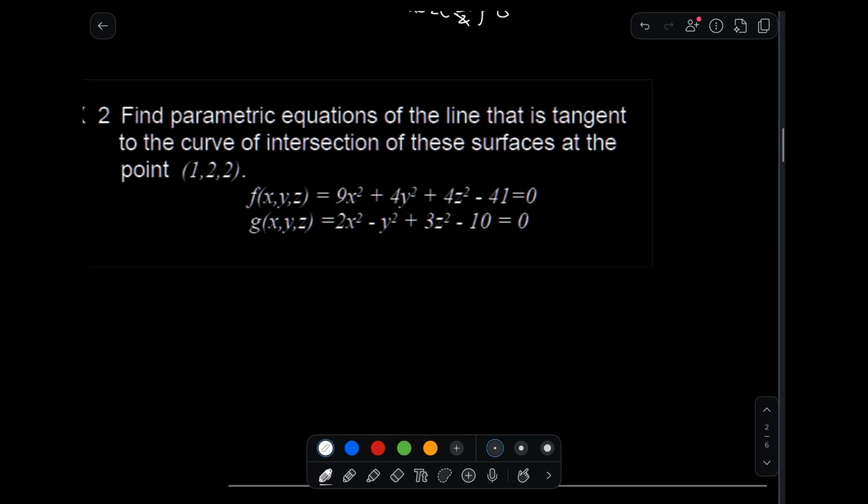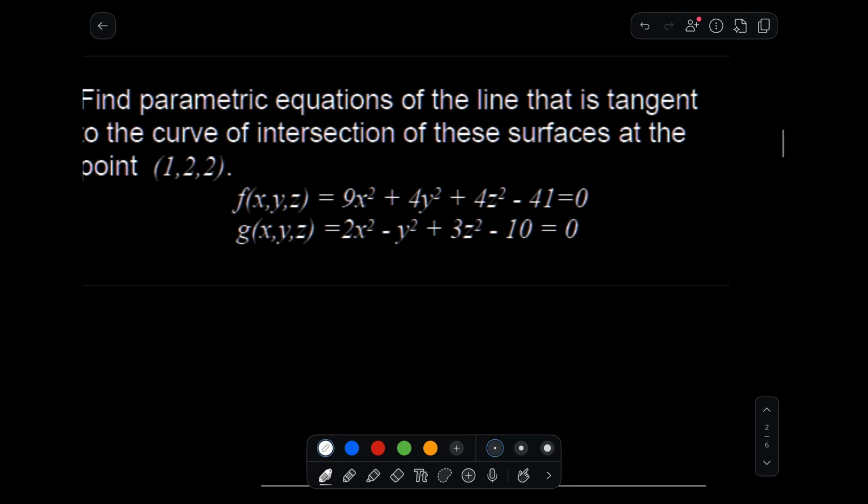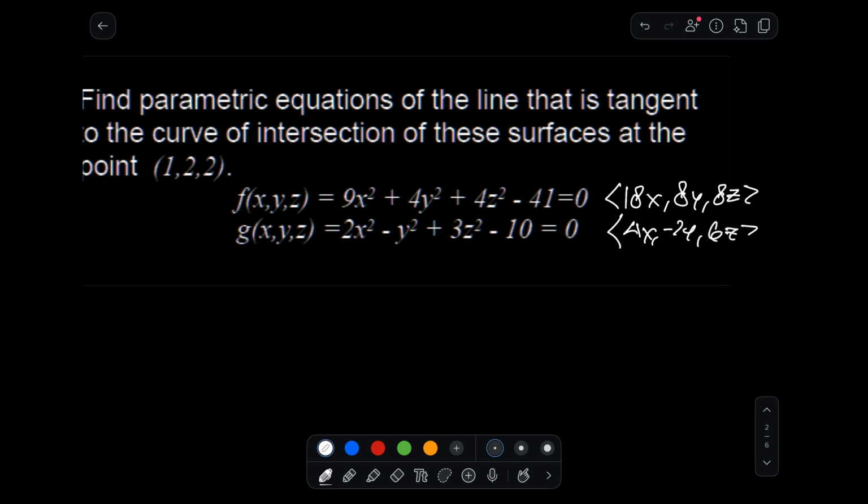So first thing I'm going to do is I'm going to take the gradient, eight y, 8z, and then I'm going to get 4x, negative 2y, 6z, and then I'm going to get 18, 16, 16, and I'm going to get 4, negative 4, negative 4, 12.